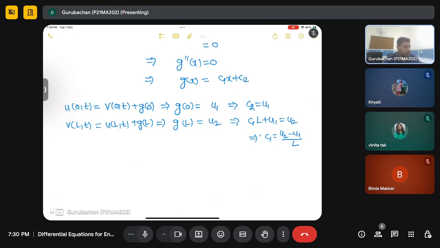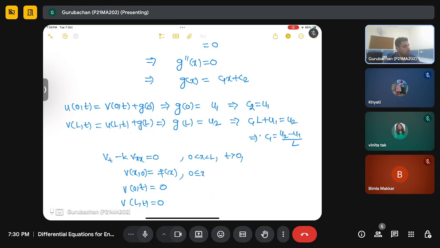So if you see the system, it will be vt minus k times vxx equal to 0, and v(x,0) is f(x), and v(0,t) is 0 since g(0) is u1, and v(l,t) is also 0, again for t greater than 0.